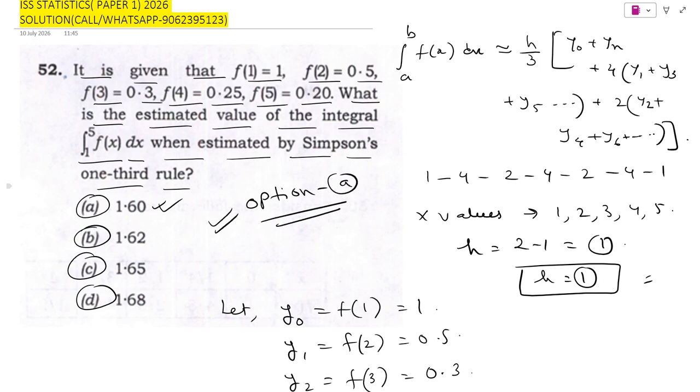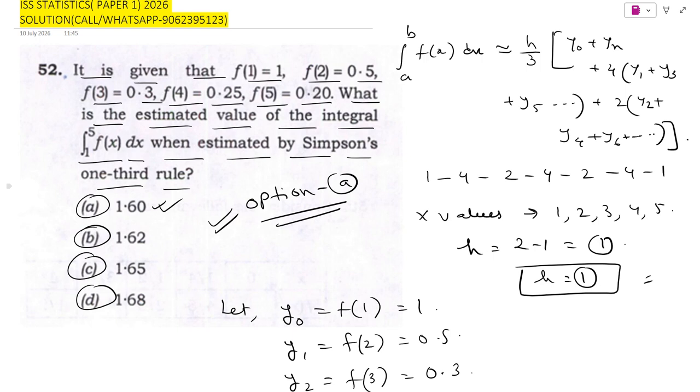Now, observe something interesting. Instead of writing the complete formula every time, immediately write the coefficient pattern. For the values 1, 0.5, 0.3, 0.25, 0.20, multiply directly, then simply divide by 3. This saves nearly 30 seconds in a competitive examination.